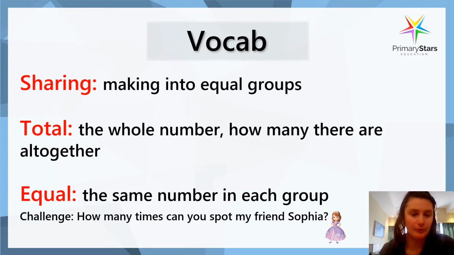So another quick roundup of our vocab. Sharing means making into equal groups. Total means the whole number or how many there are altogether. And equal means the same number in each group. Don't forget to keep an eye out for my little friend Sophia.